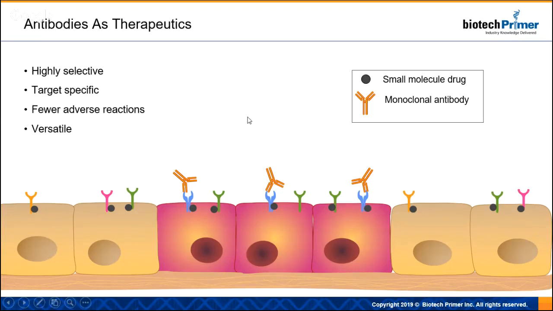They've also proven to be very versatile. We'll look at a couple of examples in this section, but antibodies have been very successful at treating a whole range of different cancers, different autoimmune diseases, cholesterol, infectious diseases. So they're very versatile as therapeutics.